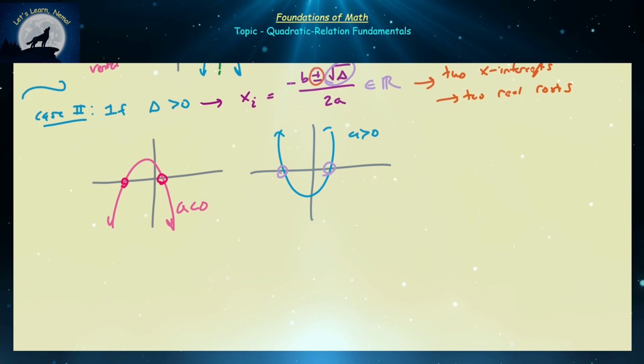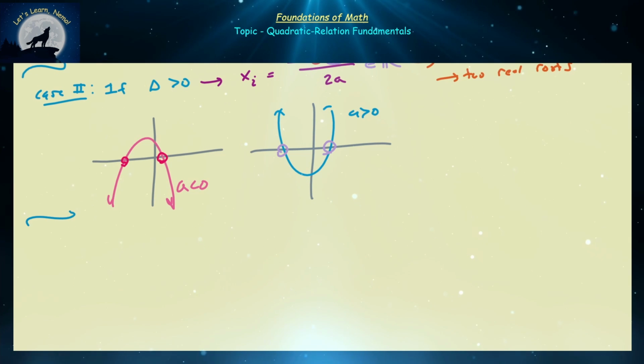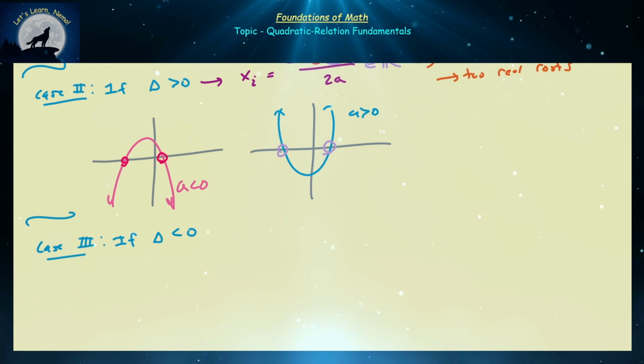Now let's consider case 3, and you might want to pause this video to see if you can fill in the details here. So case 3 is if our discriminant is negative. So if the discriminant is negative, that means that the square root of delta is an imaginary number, right?